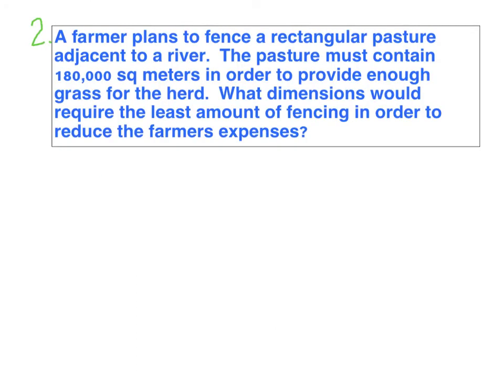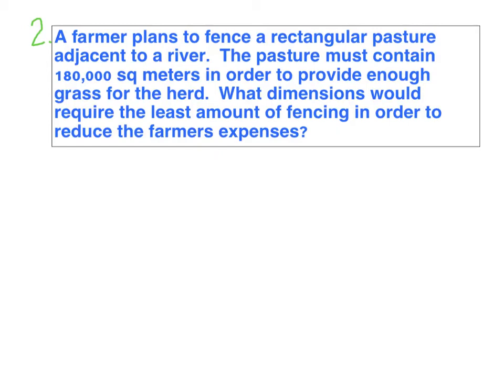All right, here's a great problem, one of my favorites. A farmer plans to fence a rectangular pasture adjacent to a river. The pasture must contain 180,000 square meters in order to provide enough grass for the herd. What dimensions would require the least amount of fencing in order to reduce the farmer's expenses?